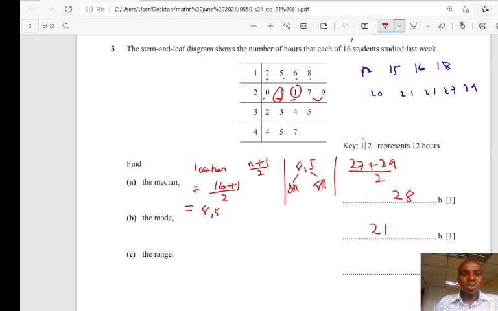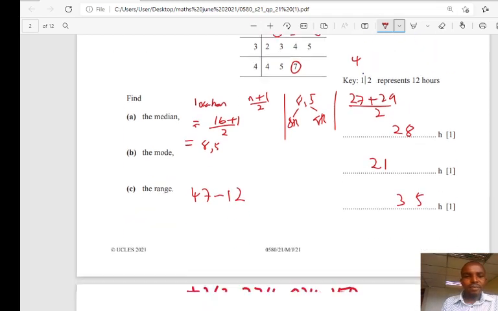Then the range. Range is highest value minus lowest value. That's the range. So highest minus lowest. Highest is here, it's 47. Minus lowest, we have 12 here. 47 minus 12 is 35. Then you are done.